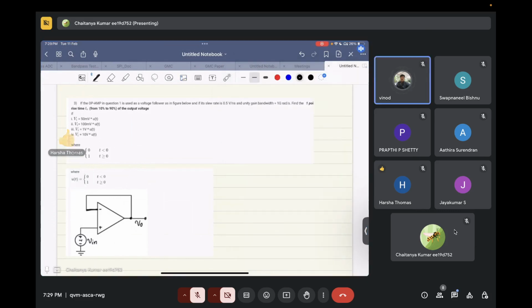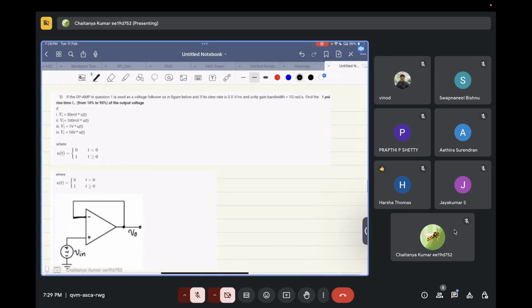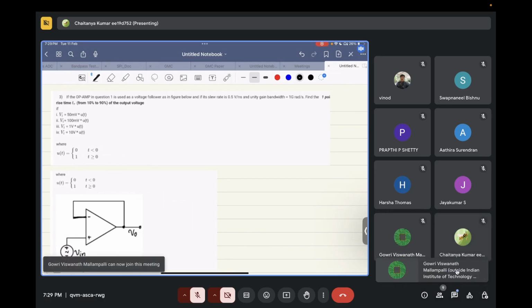Yes, sir. So, what it says is the op amp in question one is used as a voltage follower as seen below. The slew rate given is 0.5 volt per nanosecond. Unity gain bandwidth is also given, that is 1 gigaradian per second. Find the rise time from 10% to 90% of the output voltage for various inputs that have been given, and the inputs are given as step inputs.